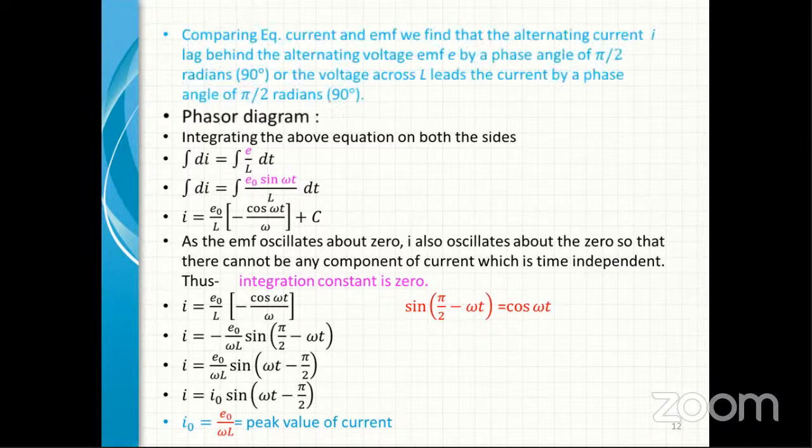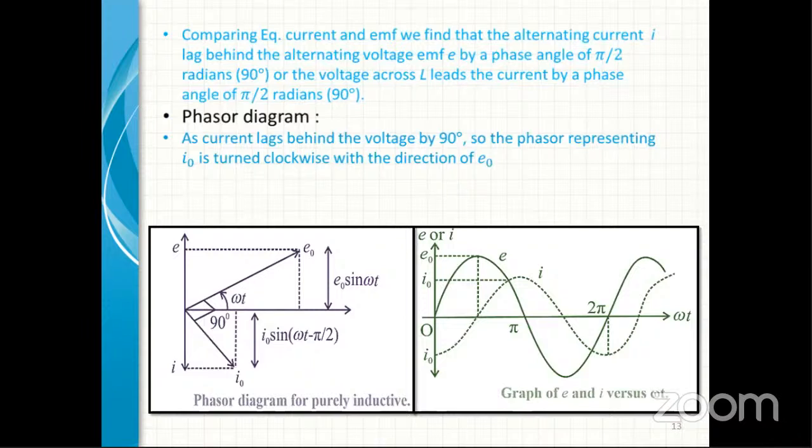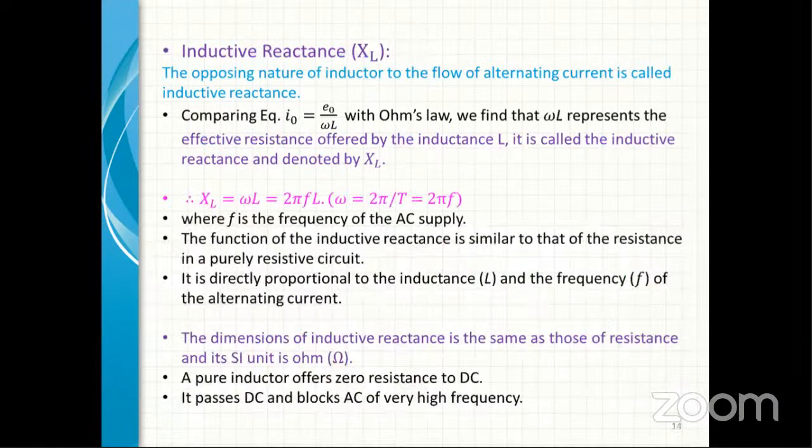Here this and this lag behind by pi by 2. See this diagram, from this diagram this current, here this current, and here this E0. That means हा जो करंट आहे हा इंड्युस्ड EMF पेक्षा किती मागे राहतोय, पाय बाय 2 एवढ्या अँगलने, फेज अँगलने तो मागे राहतोय. आणि त्यानंतर आपण बघितलं होतं की व्हॉट इज दिस इंडक्टिव्ह रिएक्टन्स.